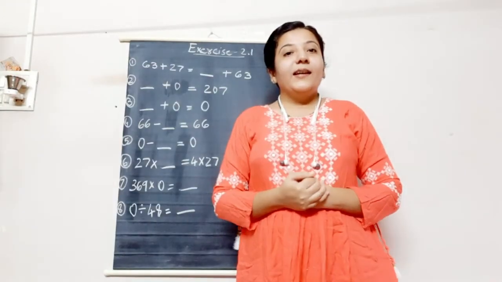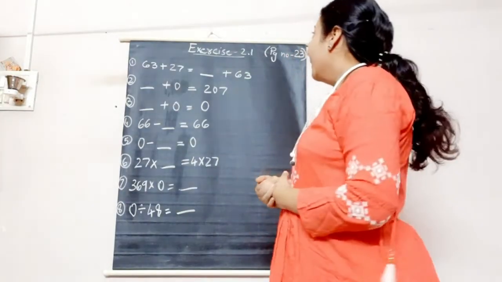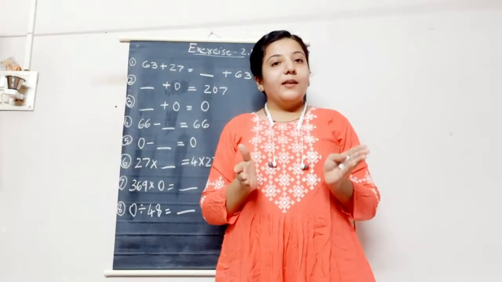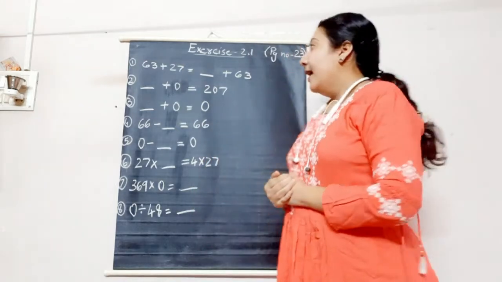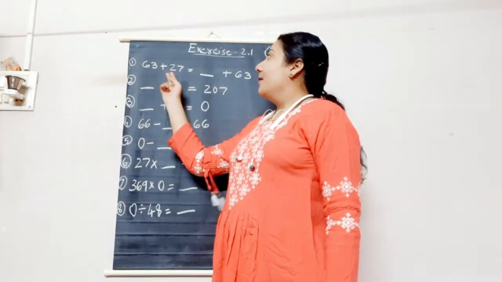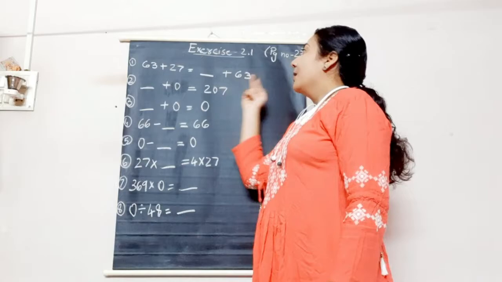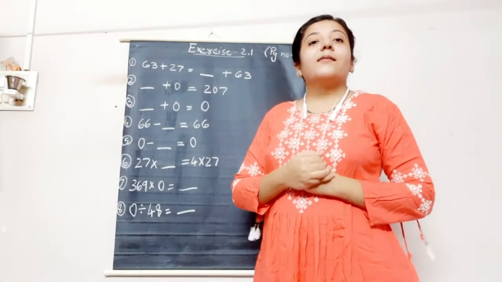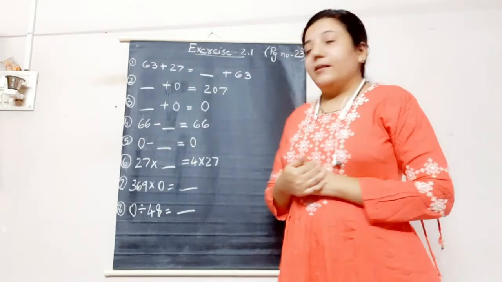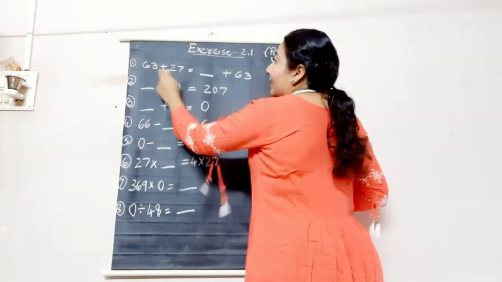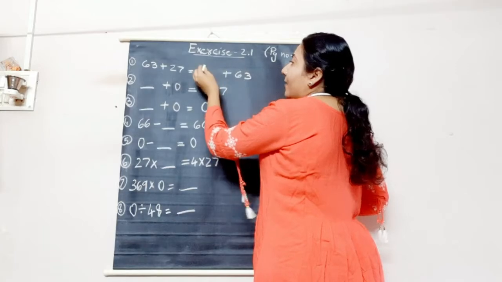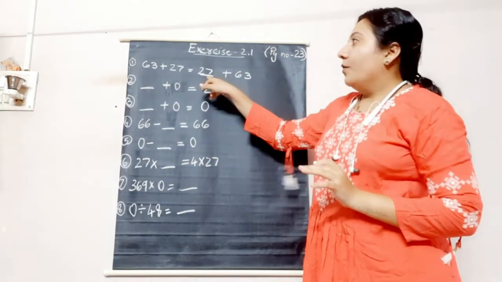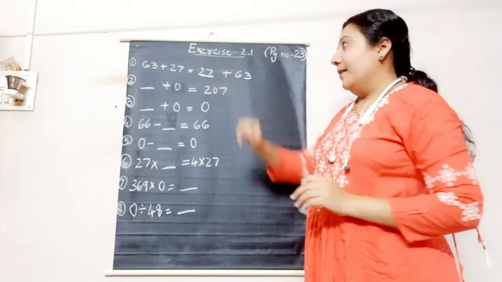Okay. So here is our exercise 2.1, page number 23. Here also you will be using the properties to solve the blanks. Now your first blank is 63 plus 27 is equal to dash plus 63. We know that if we change the sequence, it does not change the answer. So 63 plus 27, so 27 plus 63 will be your same answer. So 27 is the correct answer.